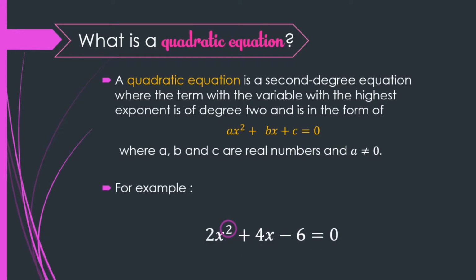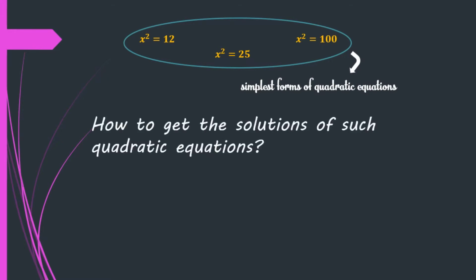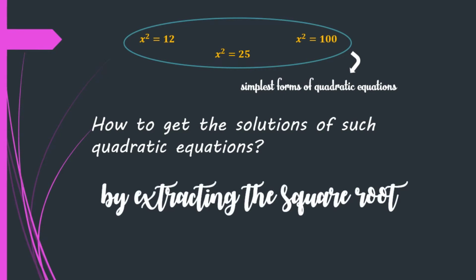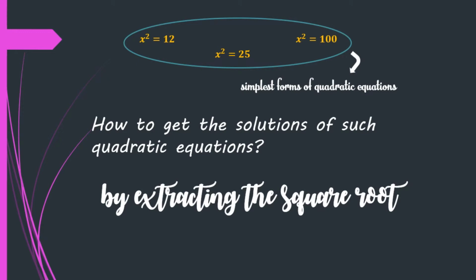As you can see from the equation, it is in its standard form, and 2 is the highest exponent of degree 2. Let's have the expressions x squared is equal to 12, x squared is equal to 25, and x squared is equal to 10. These are the simplest forms of quadratic equations. Now, how to get the solution of such quadratic equations? Then our first method comes. We have by extracting the square root.